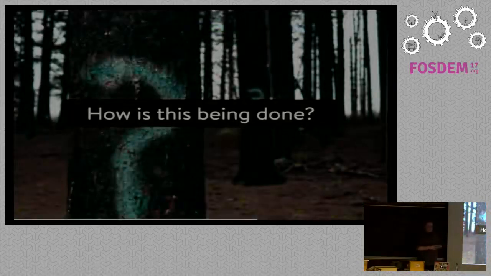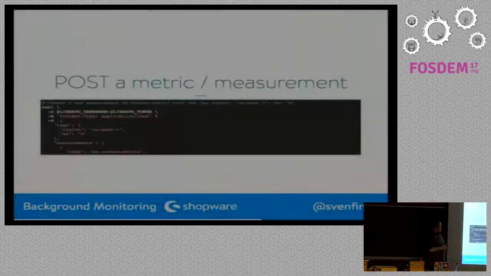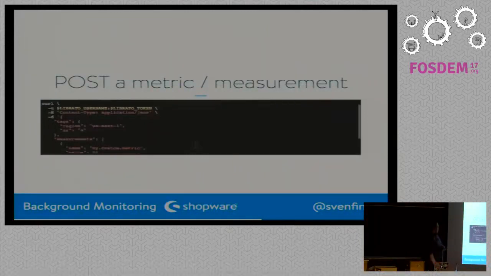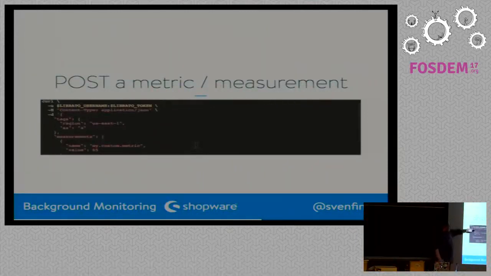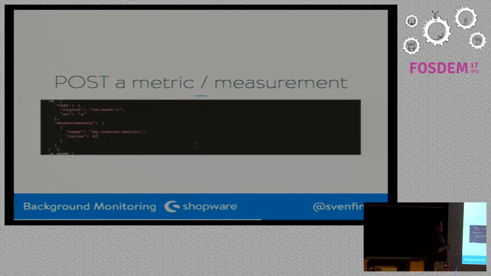And yeah, how is this being done? It's even more simple than the other one. It's just one curl. I have my user data up there, and I just give some data. So I have the name for my metric. I can define some tags. In our case, we have defined what environment we have, so that's backend 1 or backend 2 or whatever. And I just have the name of the metric and the value.